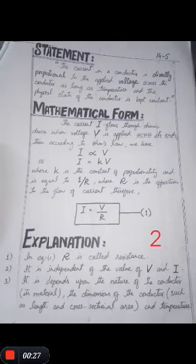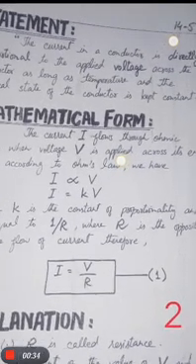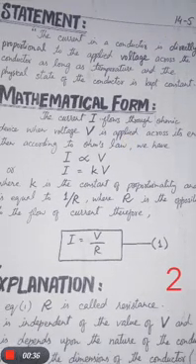According to the book, we have the statement of Ohm's law. The current in a conductor is directly proportional to the applied voltage across the conductor as long as temperature and physical state of the conductor is kept constant.